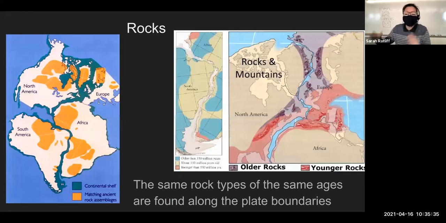Same thing for rocks. If they were all connected, why wouldn't mountain ranges be together on the same plate boundary where those tectonic plates are touching? The same age of rocks, the same mountain ranges, things like that. They're finding the same patterns in the rocks, the same age of these rocks across oceans. So at some point, it's very likely that they were together. They were touching.